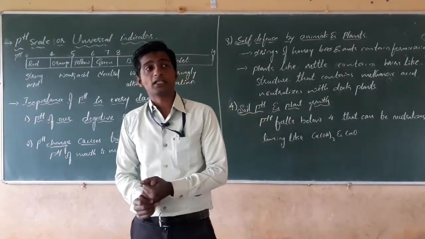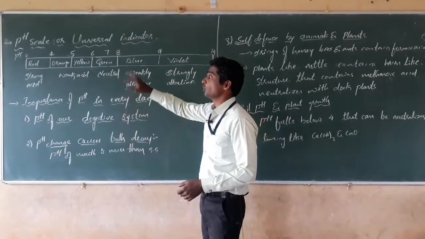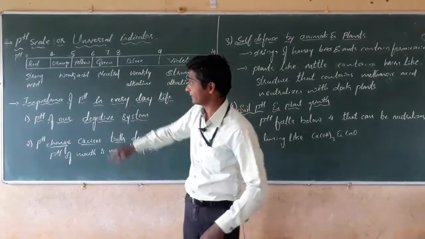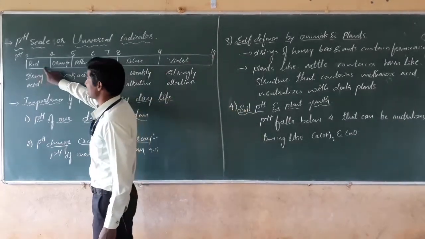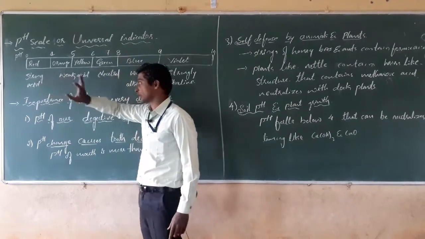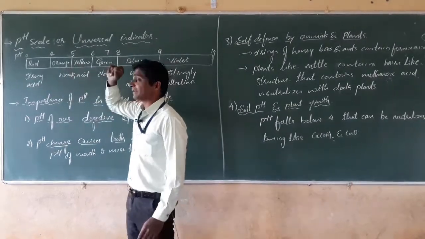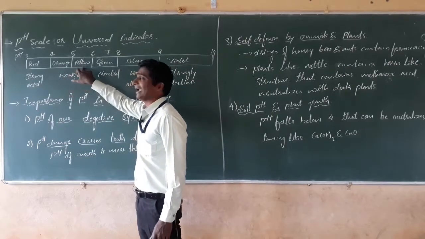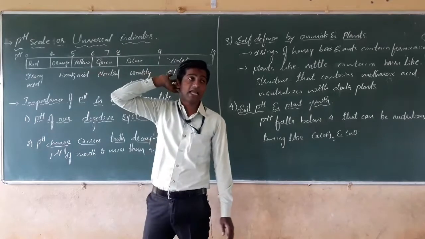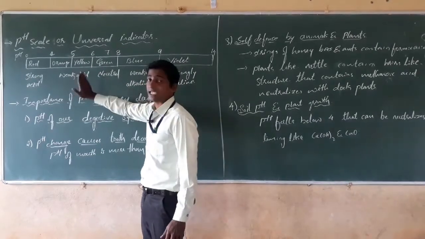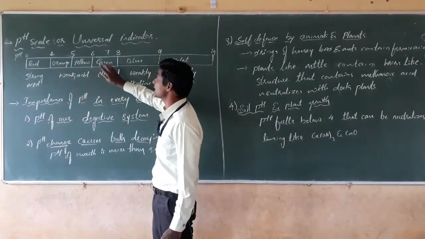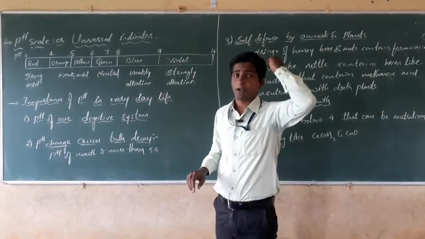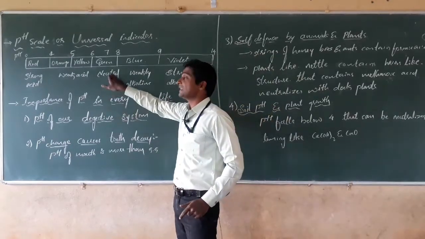Dear students, on the pH paper, if a solution gives red color, then we can say that the solution is a strong acid. If it gives orange or yellowish color, then we can say that the acid is a weak acid. If a solution gives green color when we put a drop of that solution on the pH paper, then we can say that the solution is neutral.